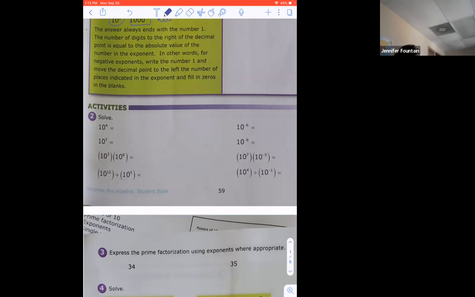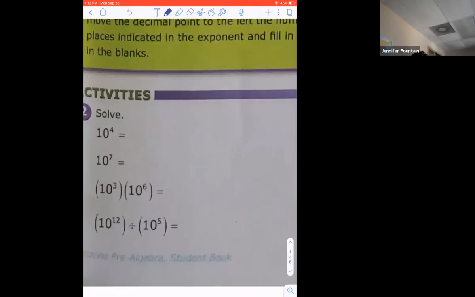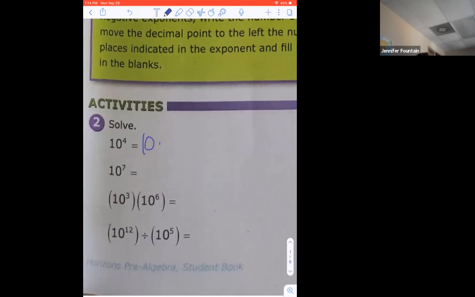Okay, so let's take a look at these. So the first one, I had 10 to the fourth. What was my answer on that one? 10,000. 10,000, good. Now 10 to the seventh. 1, 2, 3, 4, 5, 6, 7. What number is this? 10 million, good. Now I have 10 to the third times 10 to the sixth.